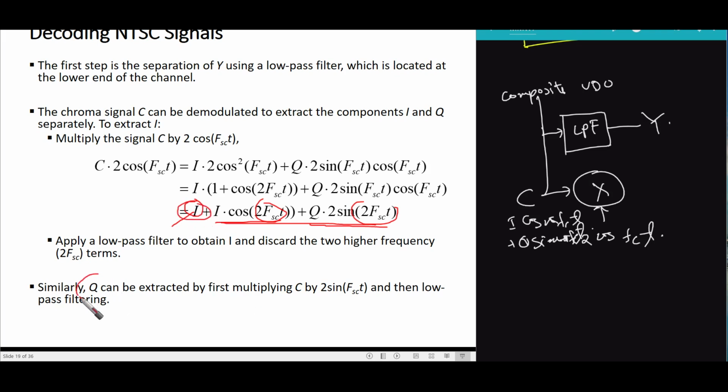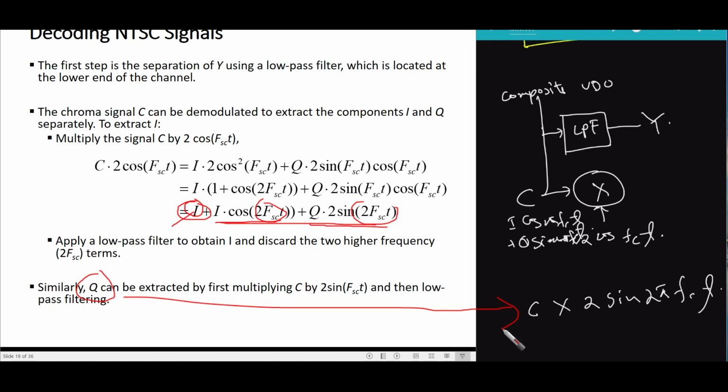And how can we obtain the Q information? Same as before, if we multiply this color signal by 2 sine 2 pi fct, then we will have Q plus some I term and some Q term. This something is basically high frequency. If we again use a low pass filter, then we have the Q information. So in this way, we can separate I information and Q information.